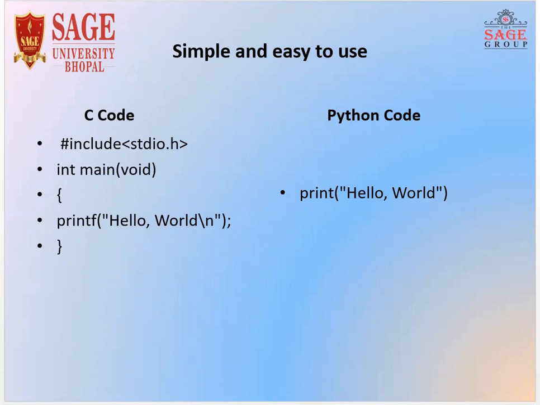With this example, I have written code for the same problem statement in C as well as in Python. In C programming, you can see the syntax of printing a message is different from Python. In C, we need to include the header file stdio.h. We have to make a main function. We have to make a return statement also.